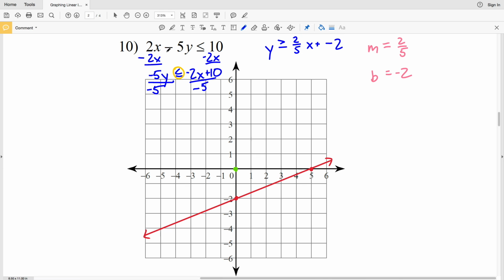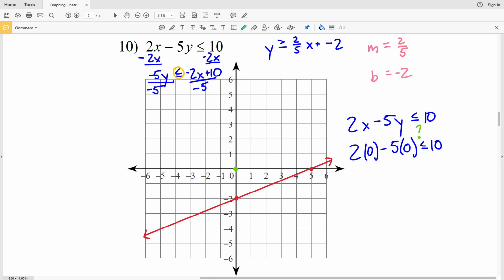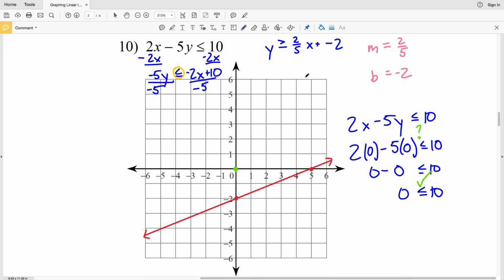And I can plug that into my original inequality or my new inequality. Let's plug it into the original. So I have 2x minus 5y is less than or equal to 10. If I plug in (0, 0), I'll get 2 times 0 minus 5 times 0 is less than or equal to 10. And I need to see if this inequality is true. 2 times 0 is 0, minus 5 times 0 is 0, and I have less than or equal to 10, and 0 is indeed less than or equal to 10. Therefore, I'm going to shade in the region that contains the point (0, 0).